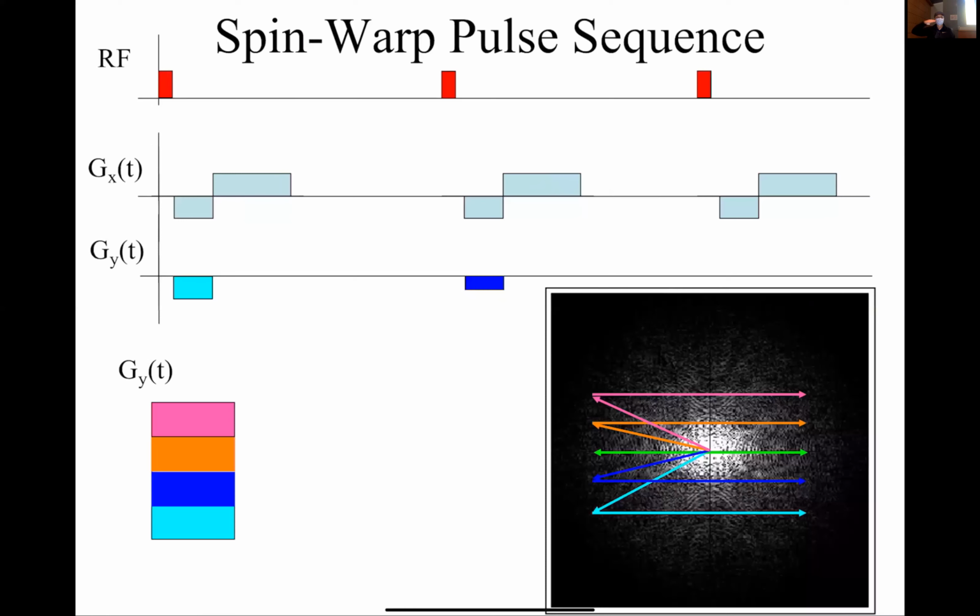You can see how we can start sampling K space, line by line by line by line. All right, so that's all for today. We'll pick up on that again next Monday.